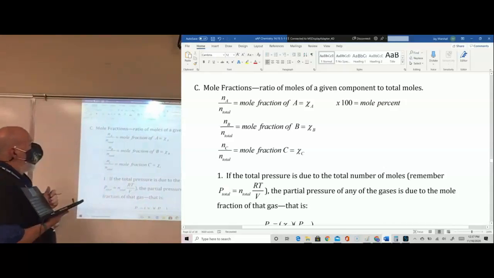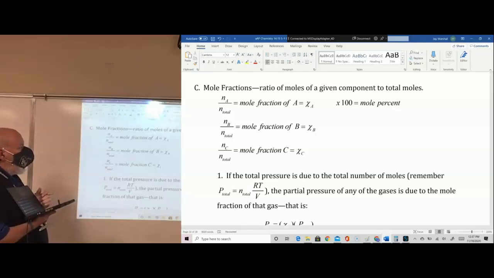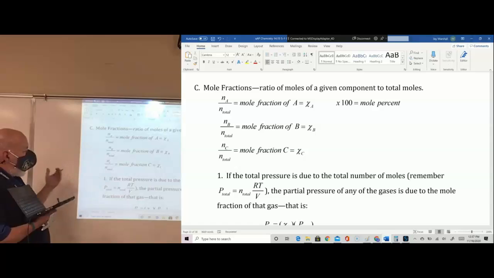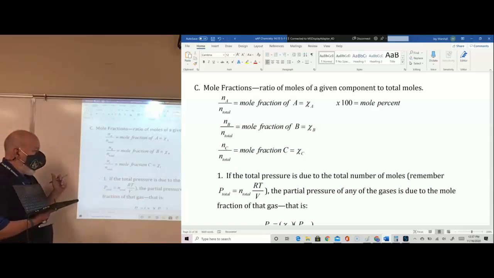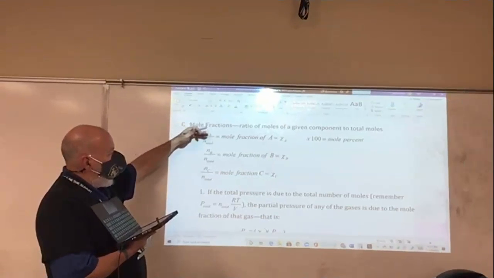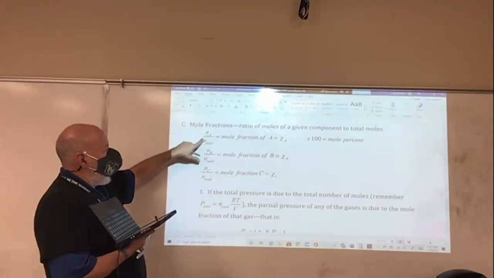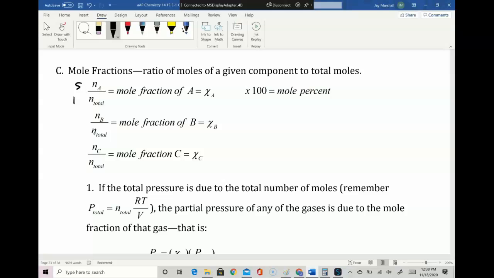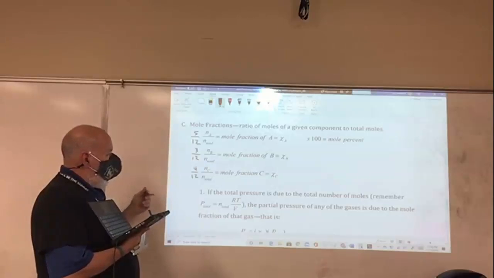And there's another sort of nebulous concept that's related to this. It should make sense that if the total pressure is due to the number of moles in a sample of gas, I can determine what the partial pressure is by determining the ratio of the number of moles of that gas to the total number of moles. Okay, so if I have 5 out of 12 is A, and 3 out of 12 is B, and 4 out of 12 is C, hopefully it would make sense that my partial pressures would also use these ratios.